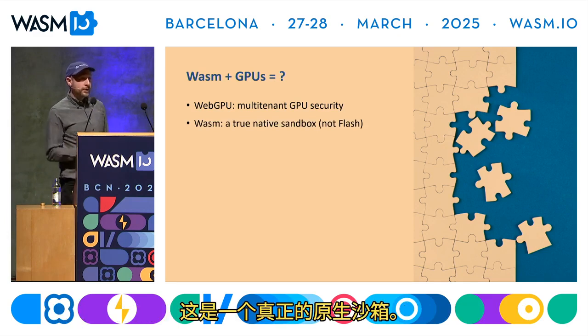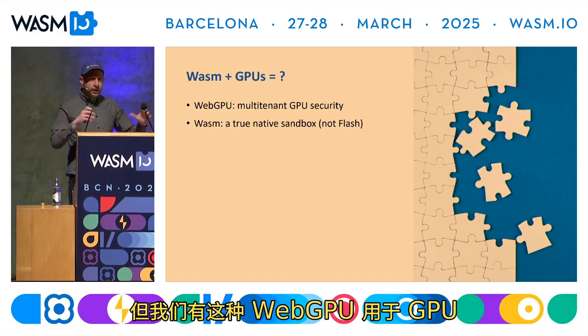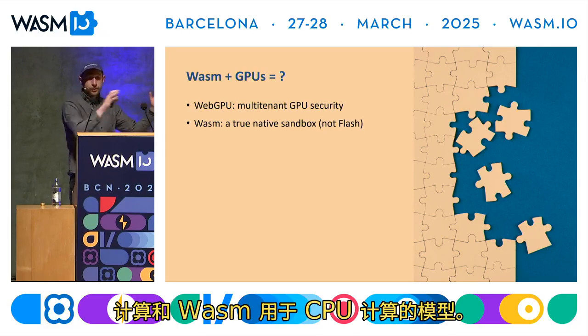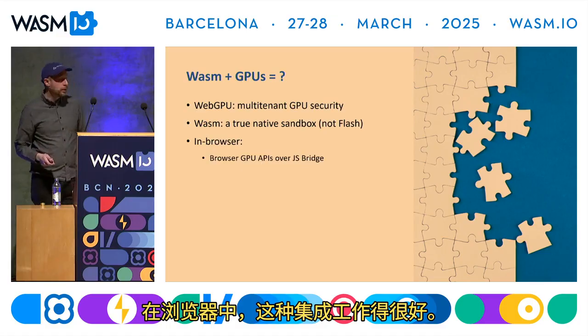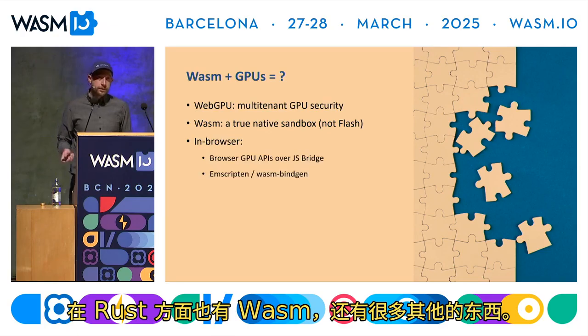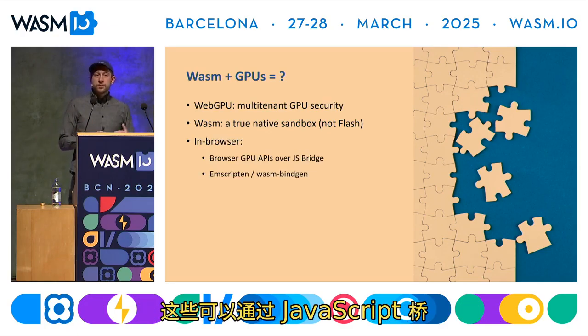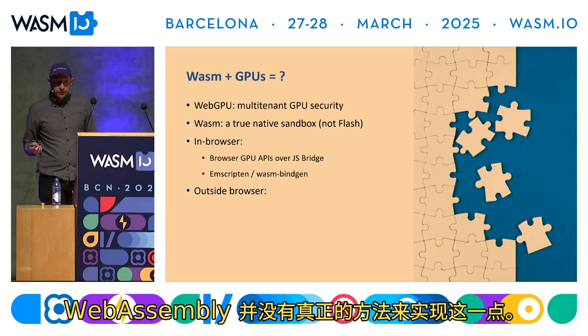And this is a true native sandbox. It's not Flash. It's not shelling out to system APIs. But we have this kind of model of WebGPU for GPU compute and Wasm for CPU compute. And in a browser, this integration works pretty well. You've got things like Emscripten for C++, wasm-bindgen on the Rust side. There's more as well. These can communicate with these browser APIs over a JavaScript bridge. But outside of a browser, there's not really any way to do this in core Wasm.